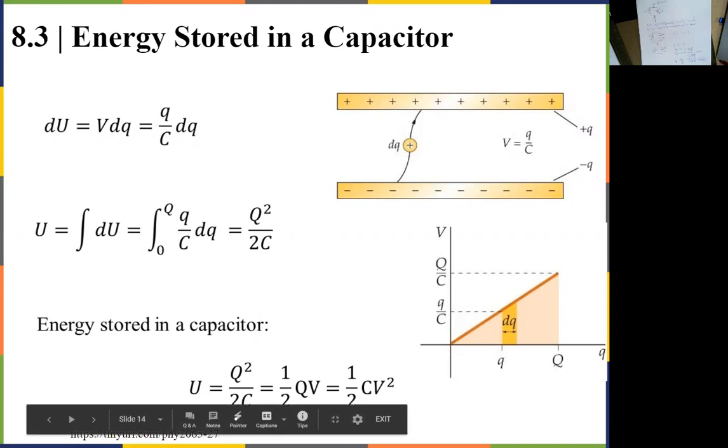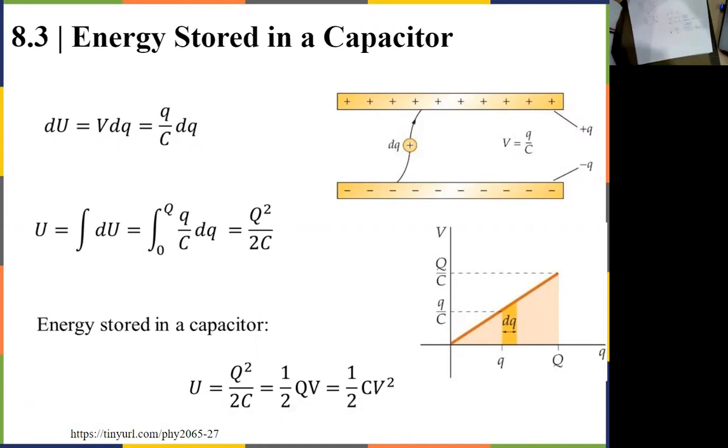This is basically using the definition of capacitance, C equals Q over V. So we have U equals Q squared over 2C. If you rewrite C as Q over V, then this is squared, so you can see one Q will cancel out the square, the V will flip up, so it becomes 1/2 of Q times V, right? So that's the second expression.